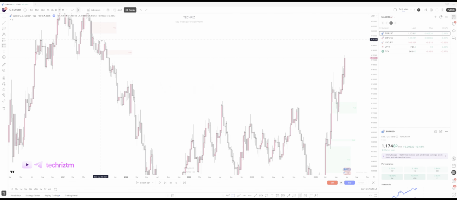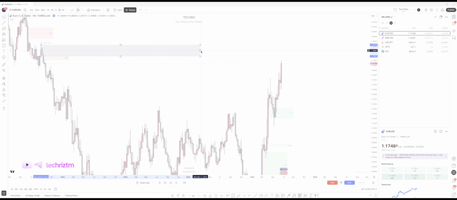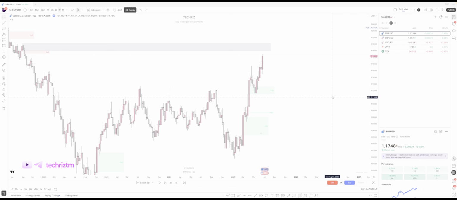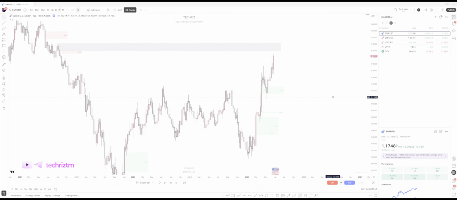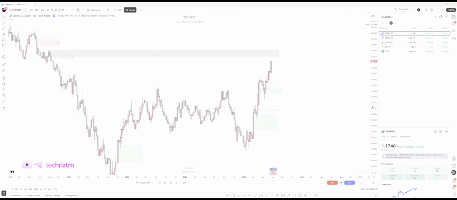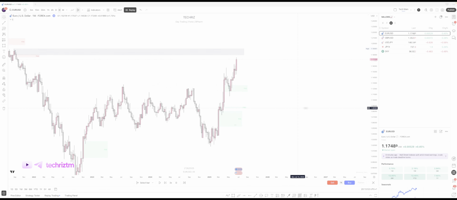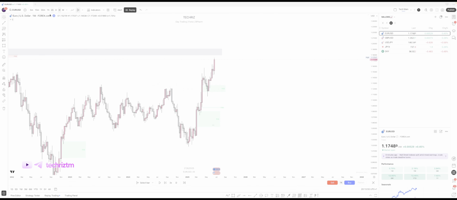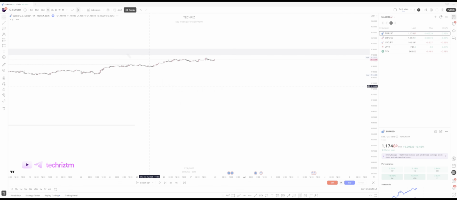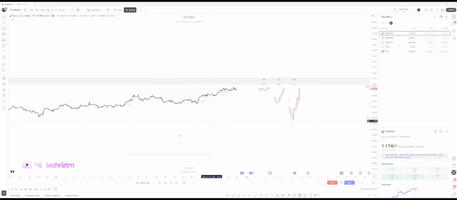So I'm going to mark that out and wait for price to come into that particular zone. Now, when price comes into that zone, we will then actually see how price behaves. So let me go to the 1 hour time frame, so we can then play price when we are there.